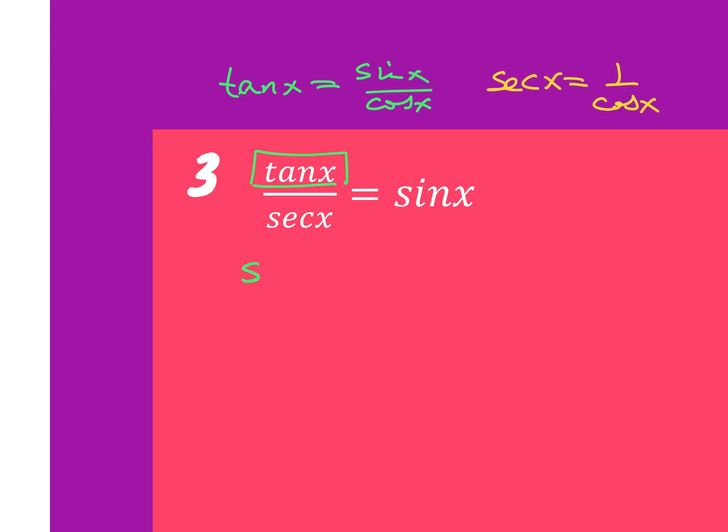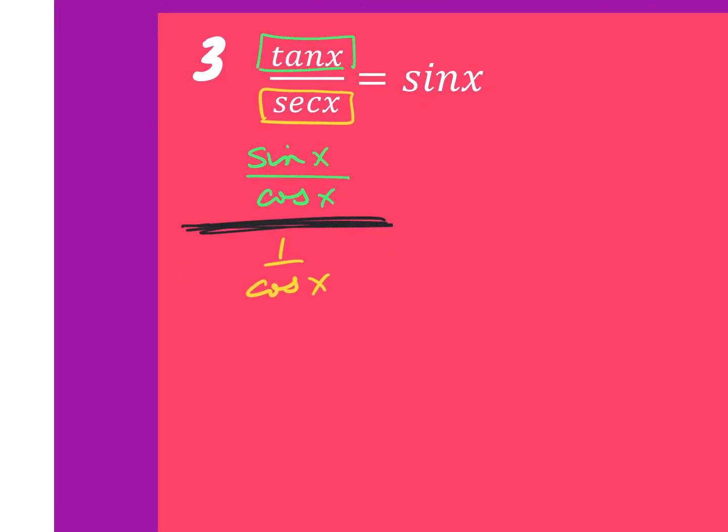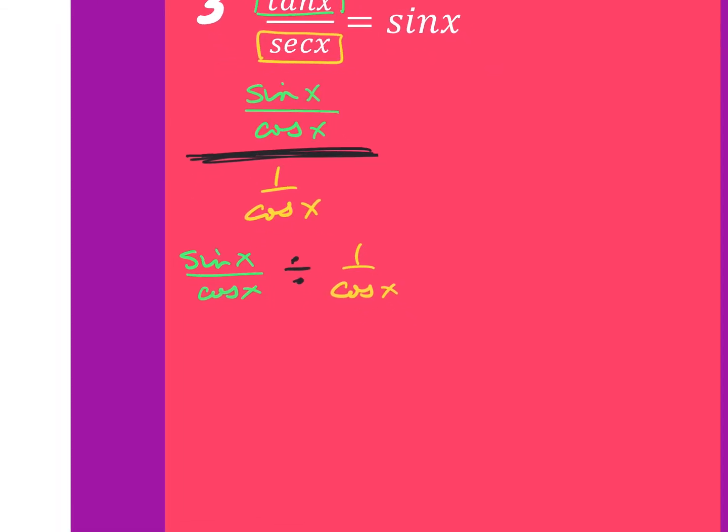So the top is going to become sine x over cosine x. And then the denominator is going to become 1 over cosine x. Again, this black fraction bar means division. So I'm going to be dividing these two. So I'm going to be doing sine x over cosine x divided by 1 over cosine x. And again, you're going to do a keep flip change here. So keep the first fraction the same. And then flip the yellow one to its reciprocal.